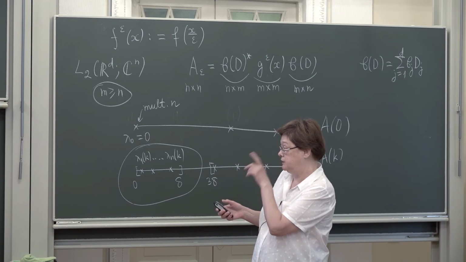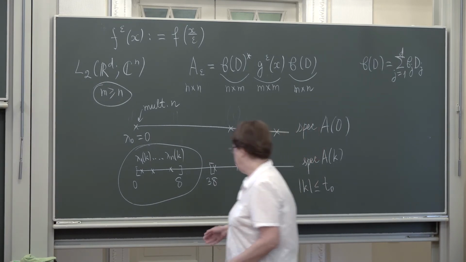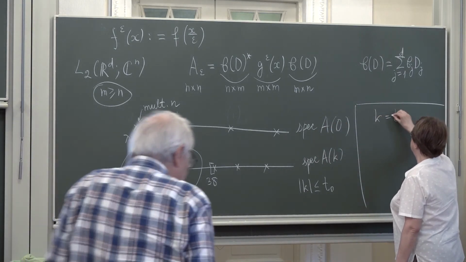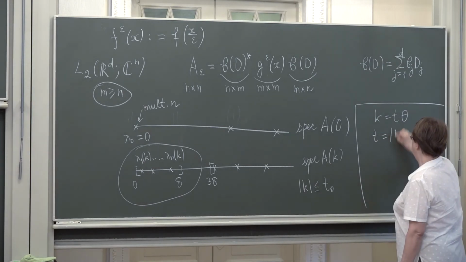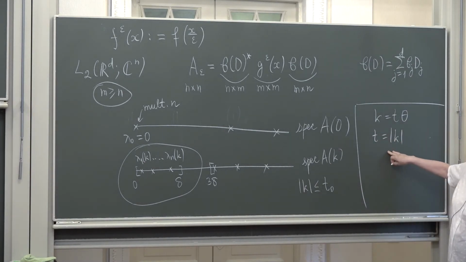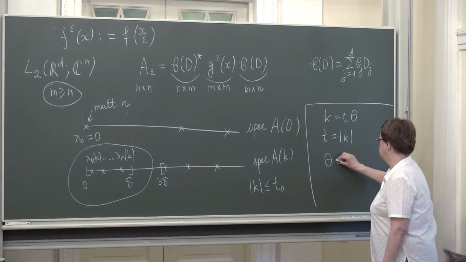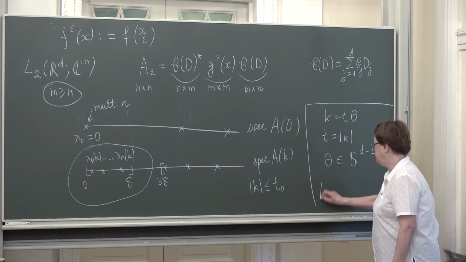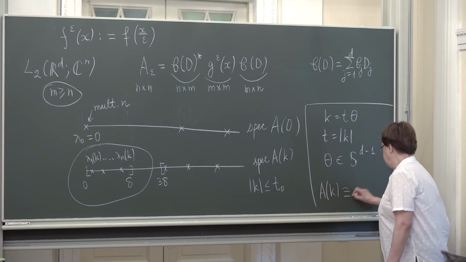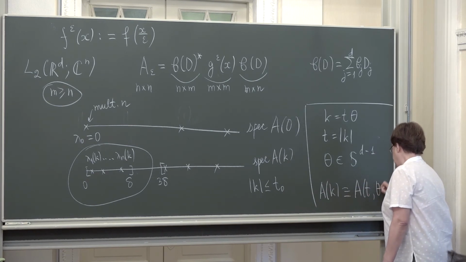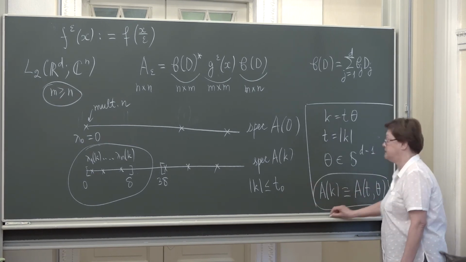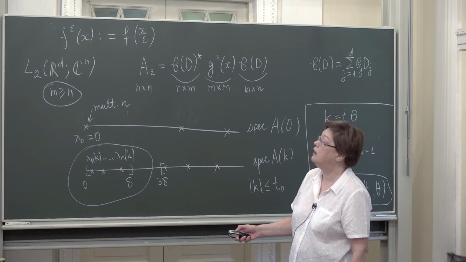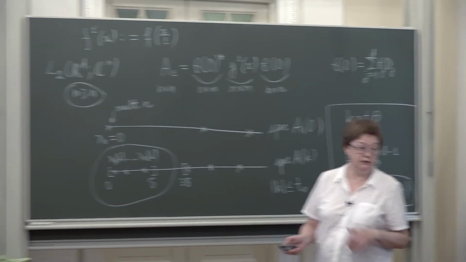Next, we need to deal with a one-dimensional parameter. So we write k as t times theta, and t is our main parameter, one-dimensional, the modulus of k. And theta is the unit vector. And we will write A of t and theta instead of A of k. We study this operator family by means of the analytic perturbation theory with respect to the one-dimensional parameter t.